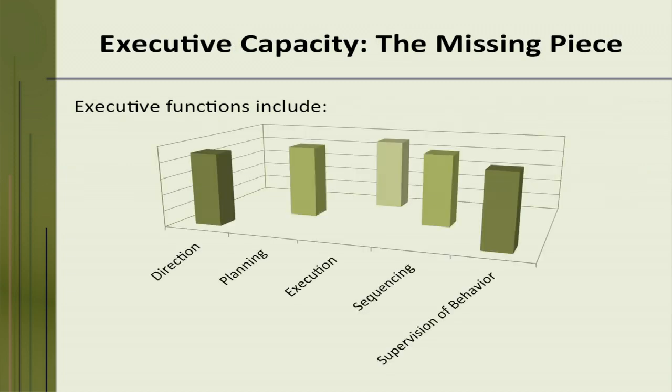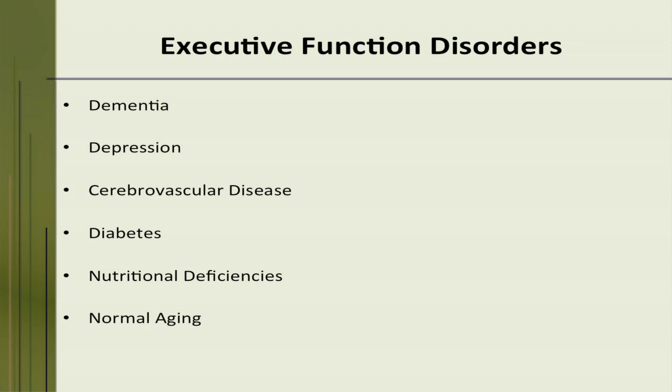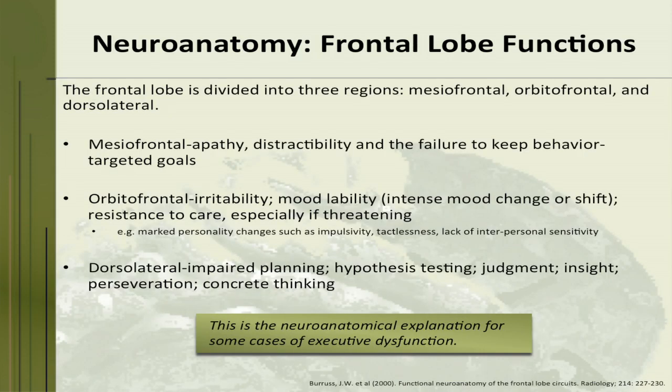And executive capacity, as I mentioned, has been this missing piece of capacity assessments. And it includes direction, planning, execution, sequencing, and supervision of the behavior. And here are some executive function disorders that have been linked to deficits in executive function: dementia, depression, cerebral vascular disease, diabetes, nutritional deficiencies, and then also just normal aging. So how does executive capacity work?